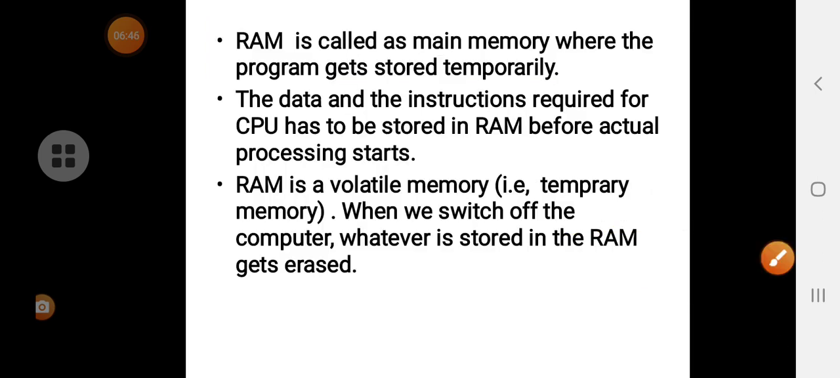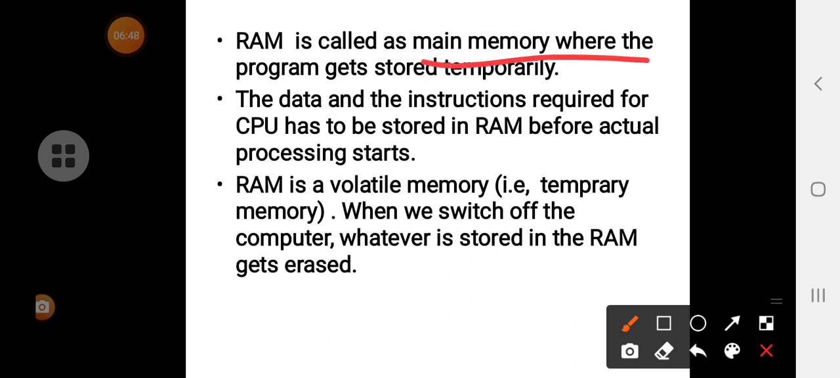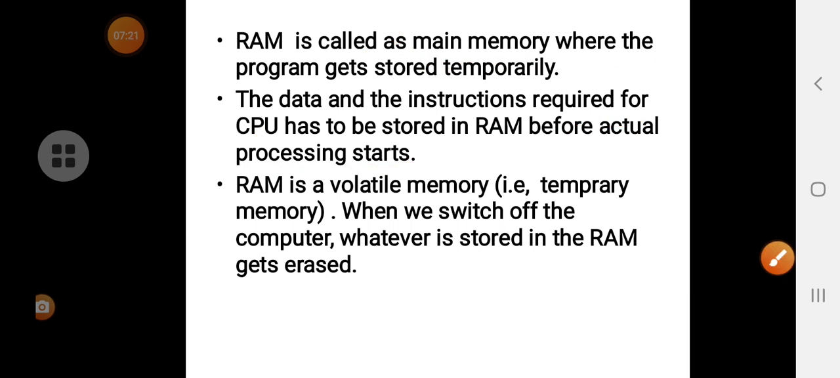RAM is called main memory, where the programs get stored temporarily. There is no permanent storage here. Always the memory stored in RAM is temporary. The data and the instructions required for the CPU are stored in the RAM before actual processing. The data that has to be processed in the CPU will be stored in this RAM before it actually starts the processing.